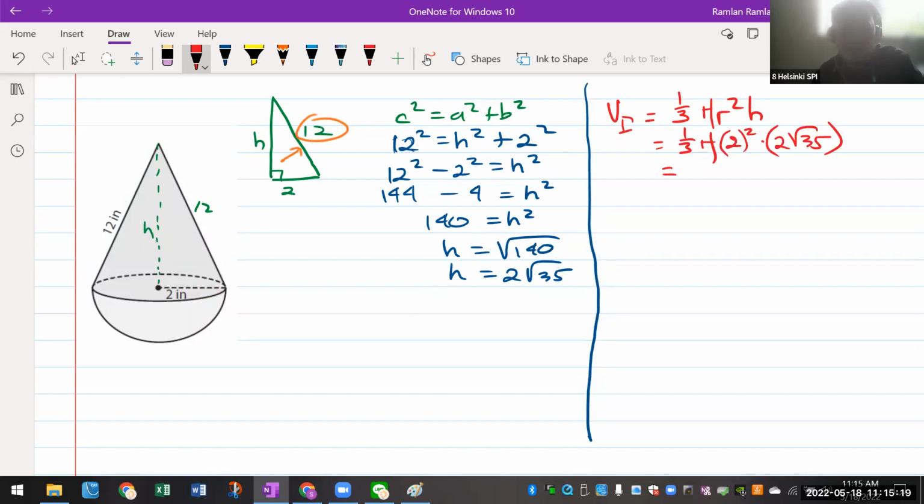If I put this into the calculator, you will get 4 times 2... sorry, that will be 8 square root of 35 over 3 pi. Okay, I'm not going to change it to a decimal number. That will be in inches cubed.